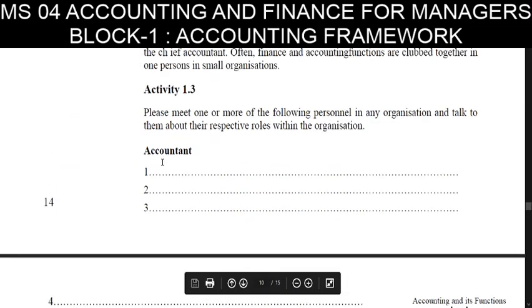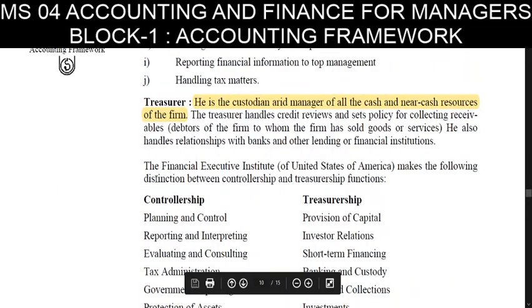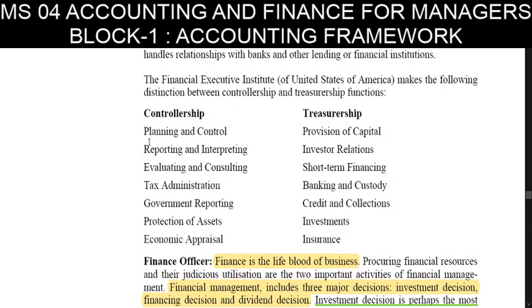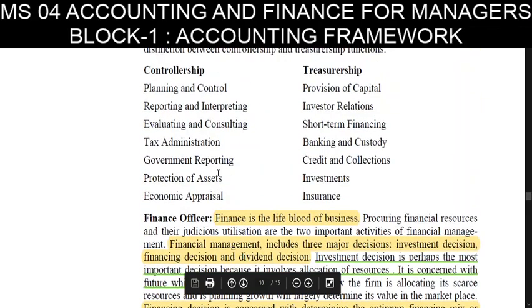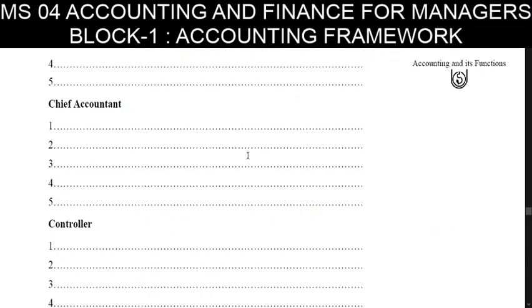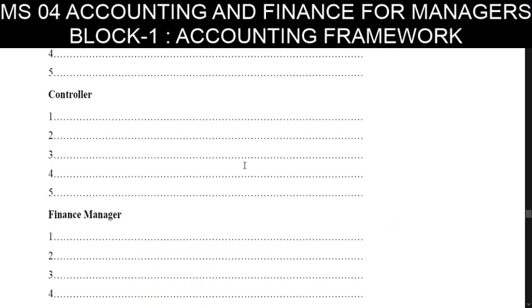Controller. We have seen, no? Who is a controller here? Yes, here it is. Controllership. He does the planning. He does the reporting. He does evaluating, tax administration, reporting to government, protection of assets, economic appraisal. If you do not know what to write, remember these big words: appraisal, government reporting, tax administration, reporting, interpretation, planning, controlling. All these things you can write. You'll get one or two points.